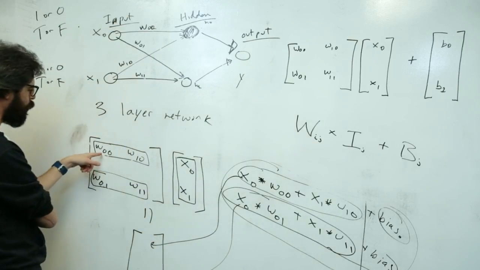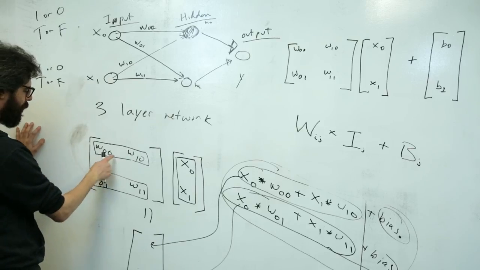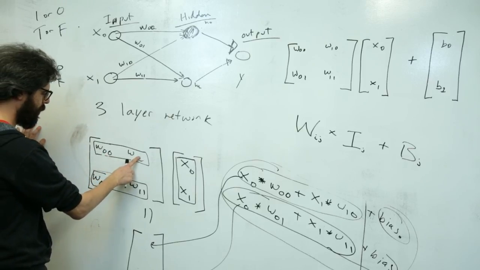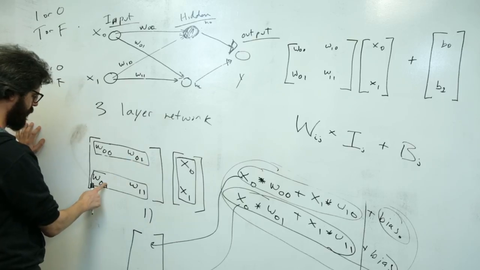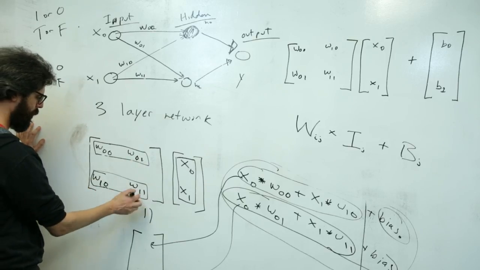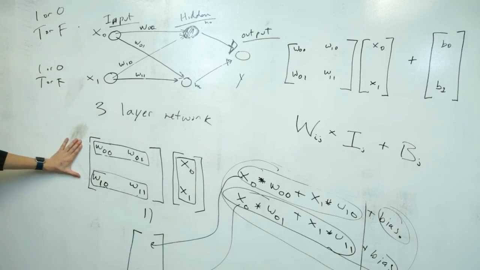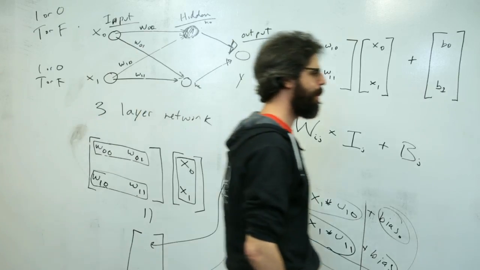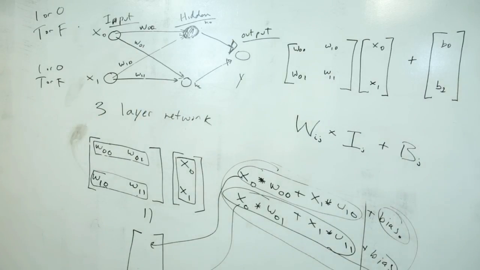I'm supposed to do row, column, so this should be 0, 0, 0, 1, row 1, column 0, row 1, column 1. This is now right. Is this correct? This would be the standard way of writing this. Is this correct? Yep. Now I have to fix the diagram up here. Okay.